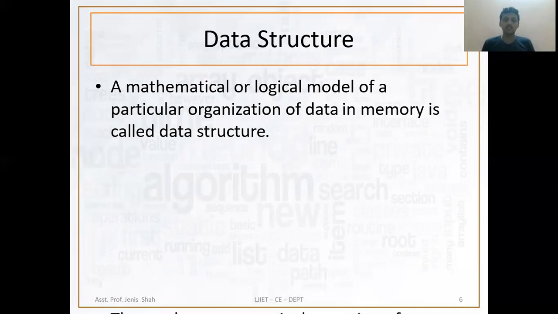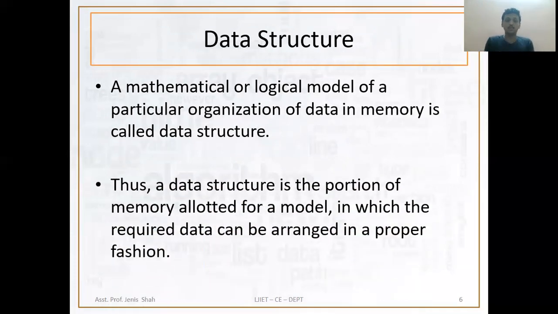Okay, now the next one: a data structure is a portion of memory allotted to a model in which required data can be arranged in a proper fashion. It is very easy to understand. If your data is properly arranged, then you can do any operation on that data, because for each and every operation you need data from memory. So the retrieval process from memory becomes easy. Okay, good.